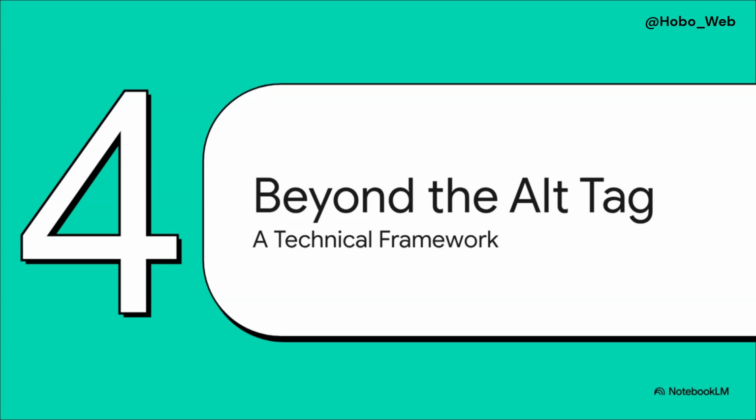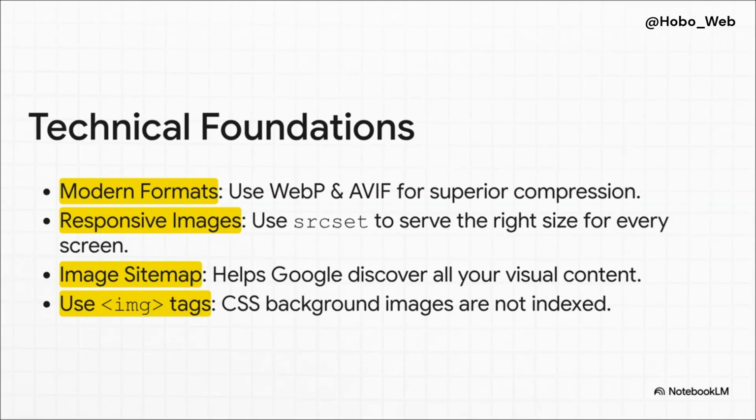But look, great alt text isn't quite enough on its own. We need to think beyond just the alt tag. Truly effective image optimization is a whole technical framework, especially now that website performance is a direct ranking factor. This means you've got to be using modern file formats like WebP for faster load times. You need to use srcset to serve different image sizes for mobile and desktop. And you have to make sure your images are in standard image tags so Google can actually find and index them. I mean, these aren't just suggestions anymore. They're basically foundational if you want to perform well in search.